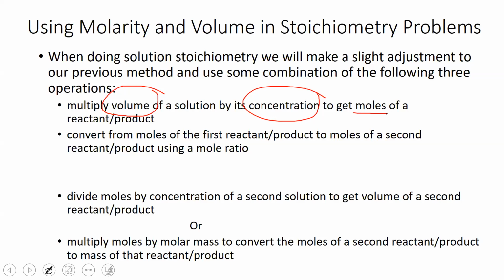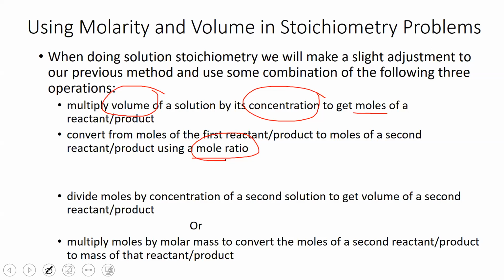The next part, right, is the same. Essentially, if we want to convert from moles of a reactant to moles of a product, we use the mole ratio. That's not going to change at all. Once you have that, if you know how many moles of a product you're looking for, if you end there, you're done, right? And that's why we use some combination of these. It kind of depends on the question.